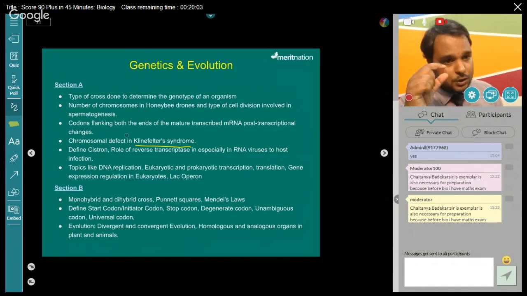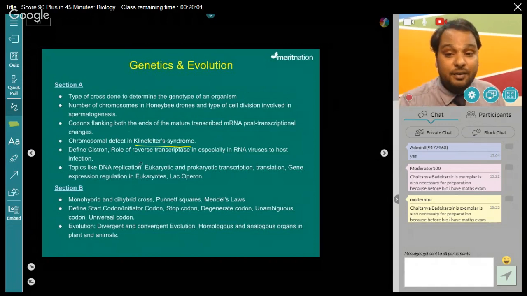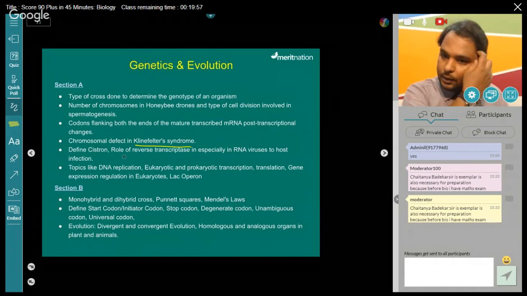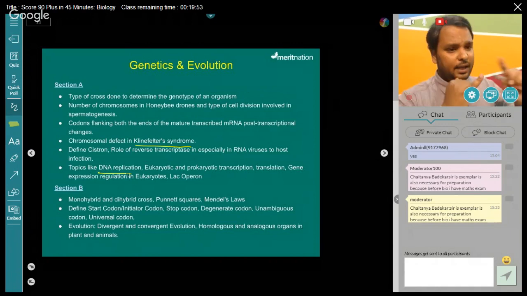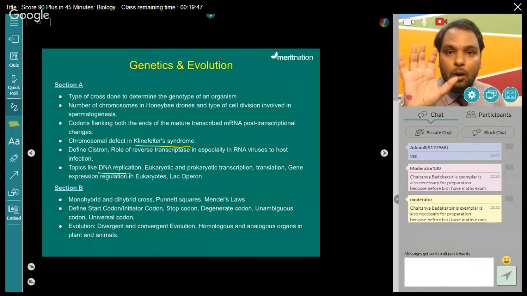In these small notes, you should remember what reverse transcriptase is. There is a diagram there in NCERT, if you remember. Okay, you need to do that. Topics like DNA replication, transcription, translation, post-translation modification, DNA fingerprinting, all these things.